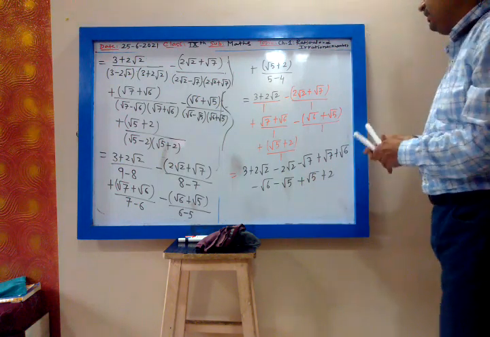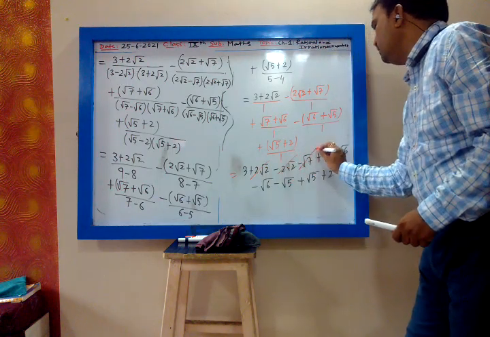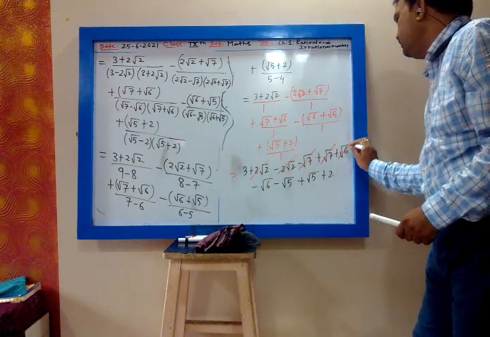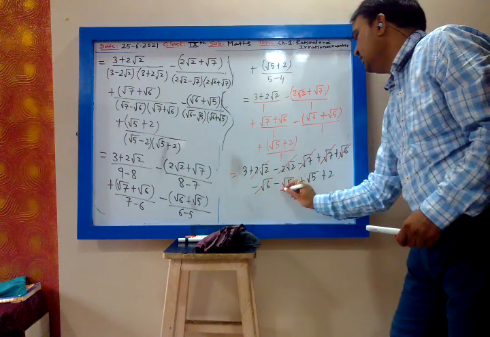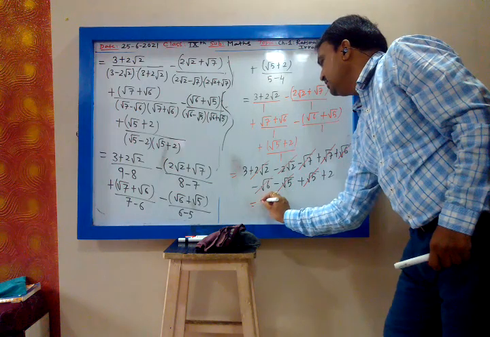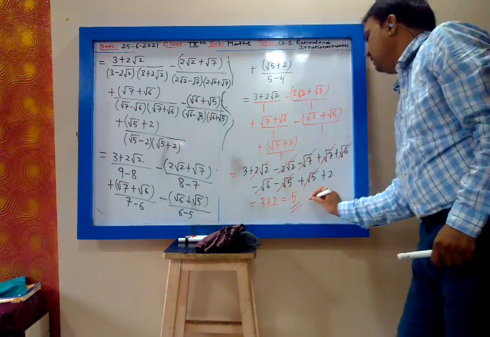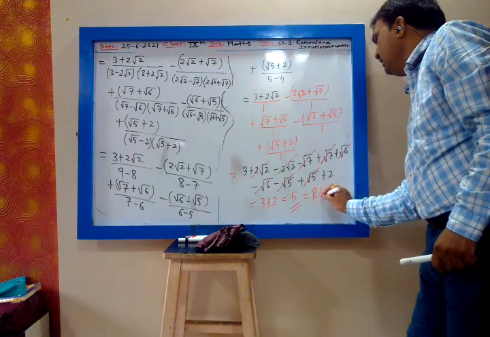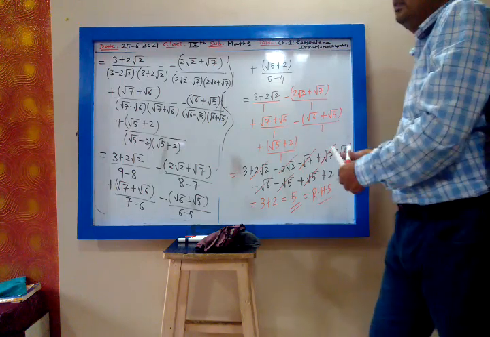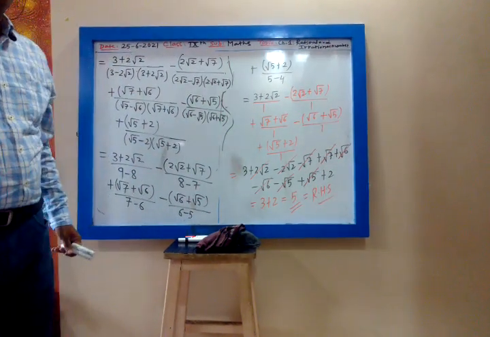Now you see which terms get cancelled. Plus 2 root 2 gets cancelled with minus 2 root 2, minus root 7 gets cancelled with root 7, plus root 6 gets cancelled with minus root 6, minus root 5 gets cancelled with plus root 5. What is left? Answer left is 3 plus 2. Answer is 5, which is equal to RHS. Hence it is verified. Correct? Yes. Hence it is verified.